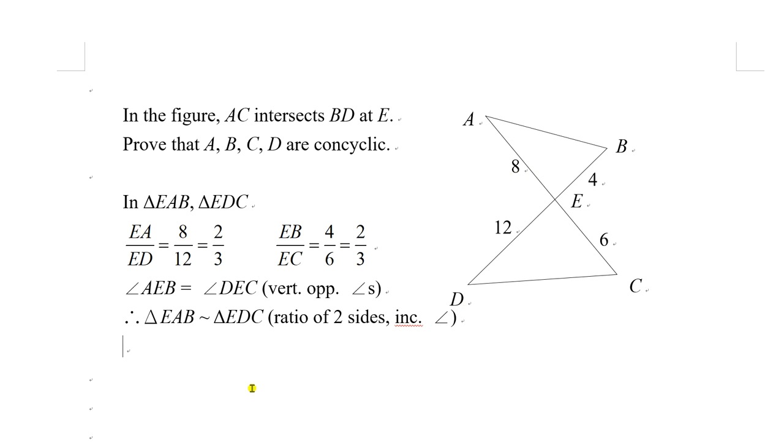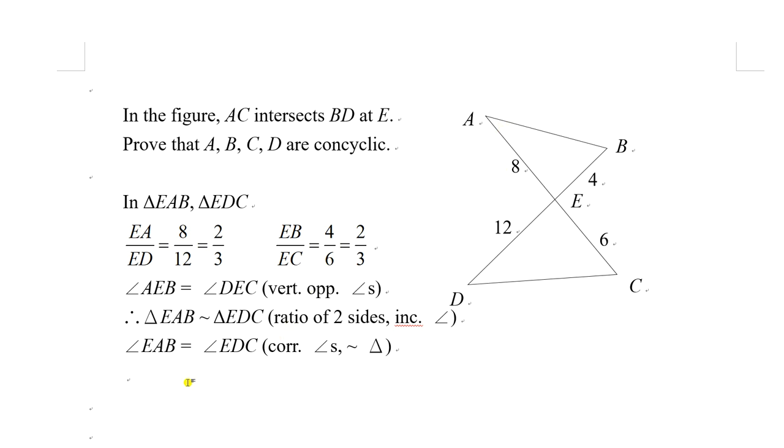That means angle EAB equals angle EDC, that is, corresponding angles of similar triangles. Because you proved that these two triangles are similar, their corresponding angles are equal. But you can also see that angle A equals angle D.